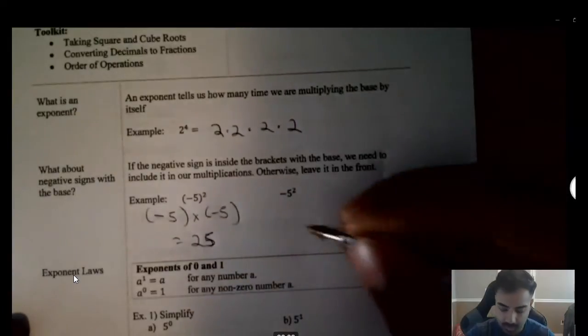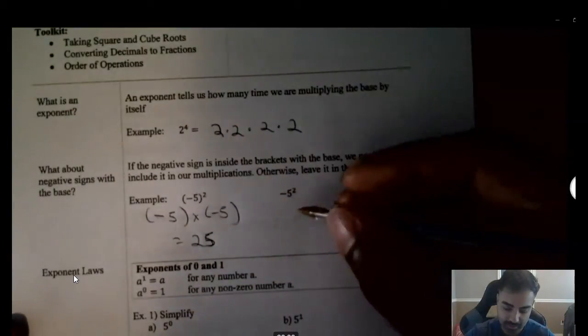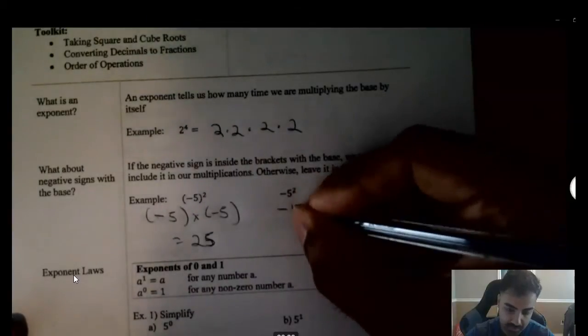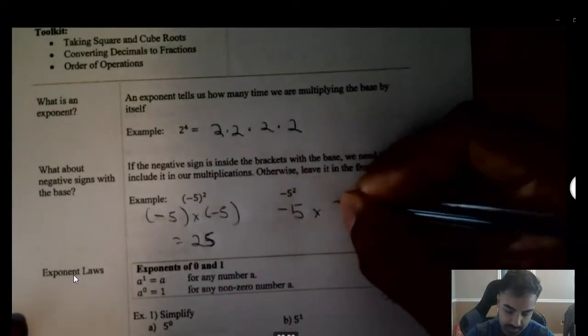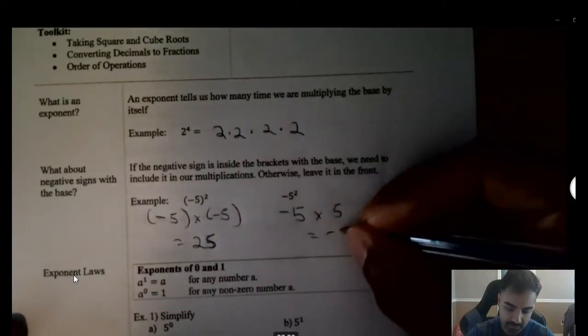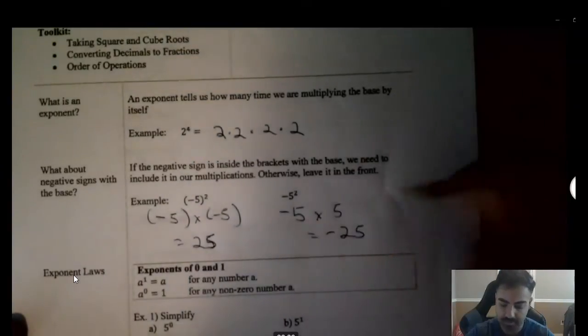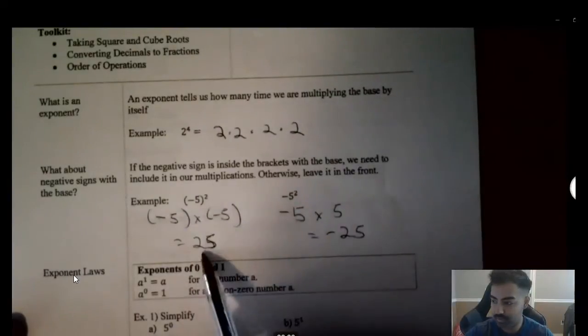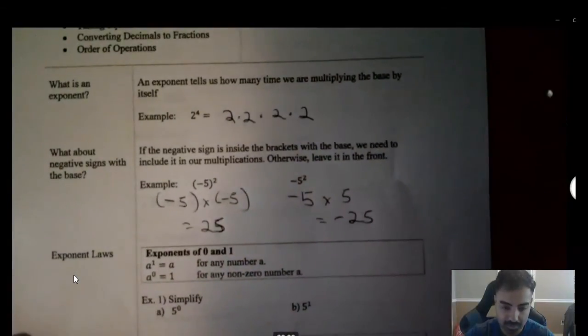What about if it's not inside the brackets? That means the negative is only applied one time here. So negative 5 multiplied by 5 is negative 25, a negative times a positive. So there's a difference. They look the same, but the answers are different because of the brackets.